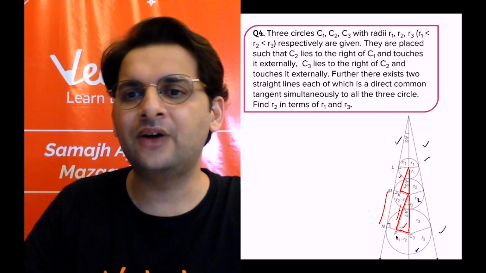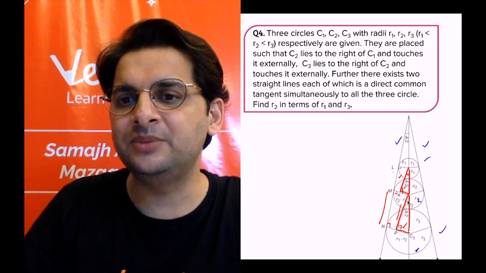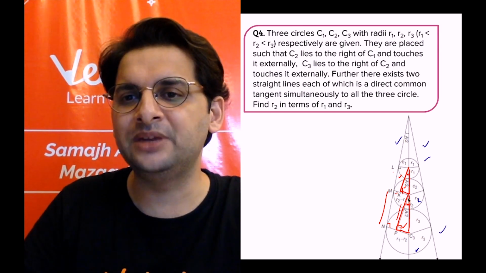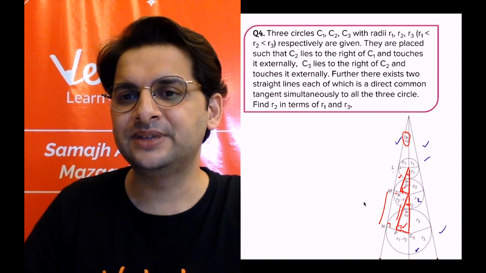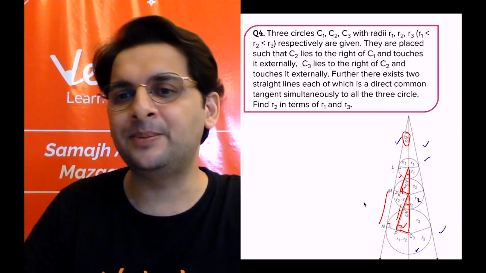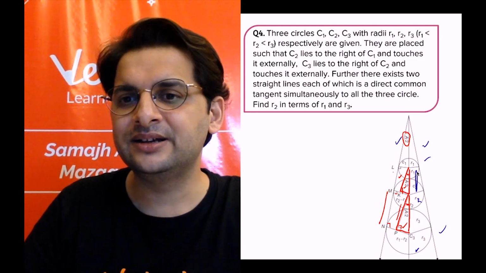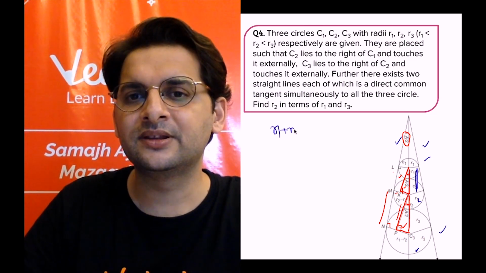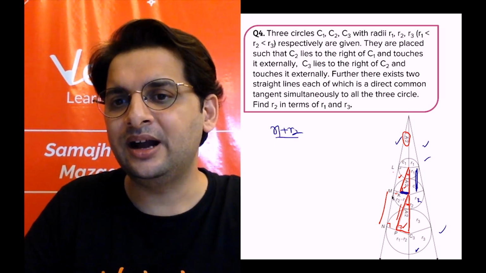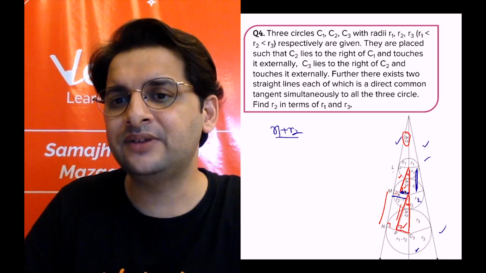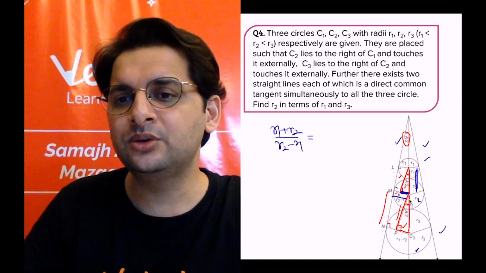How are they similar? Because this is 90 and this is 90, and this angle would be equal to this angle, because both of these angles will be equal to a by 2. So triangles are similar. All we have to do is apply the ratios. So this length would be R1 plus R2 upon this length, which is clearly R2 minus R1.